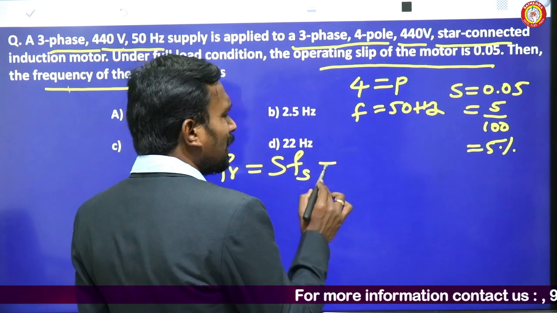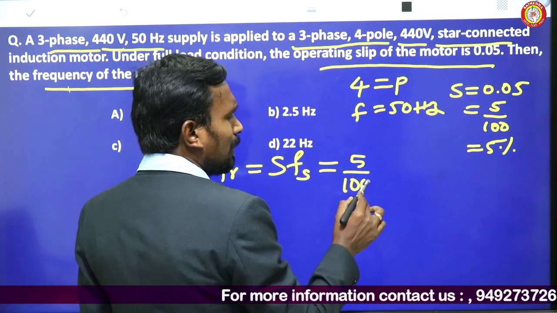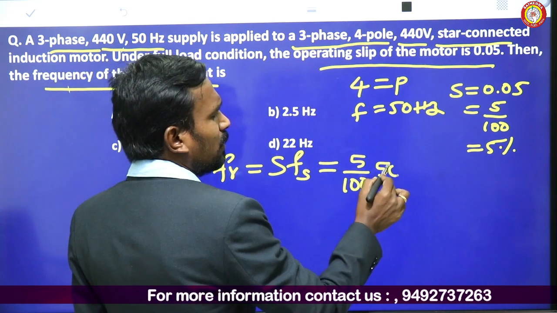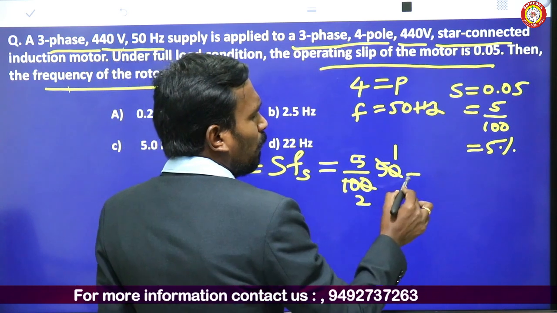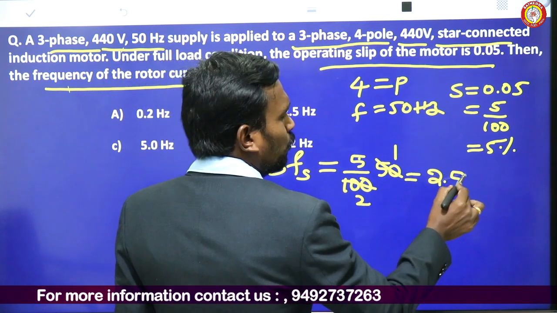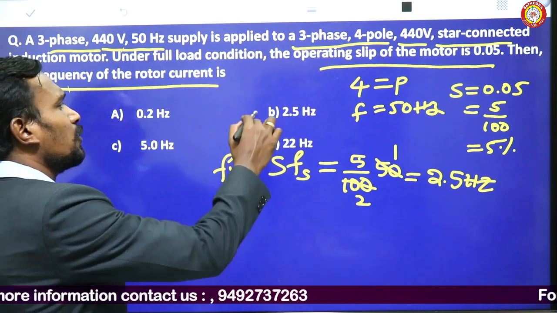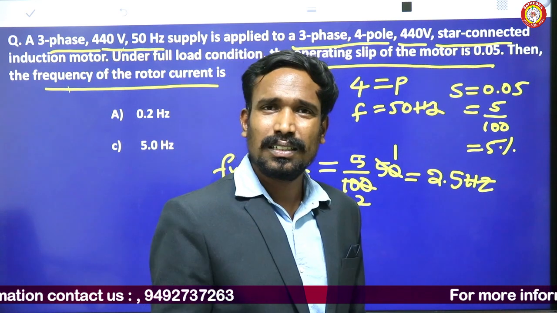What is the S here? Slip. My slip is 5%, and supply frequency is 50 Hz. 50 once is 50, so 50 times 5 by 100 is nothing but 2.5 Hz. My rotor frequency is 2.5 Hz. It's a very silly question.